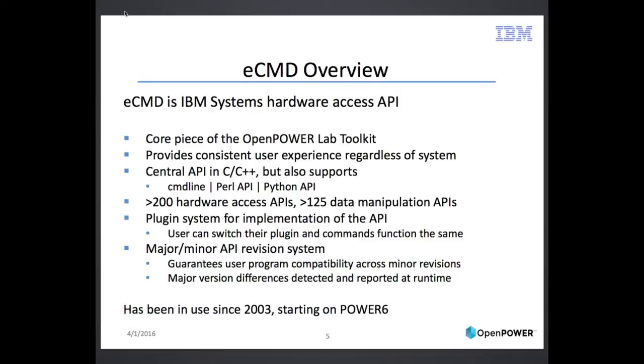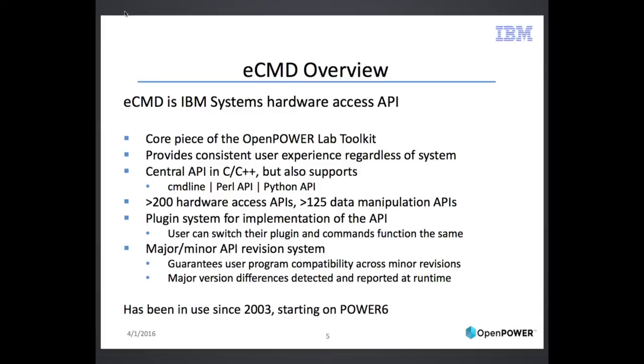It has, like I said, over 200 APIs, from simple scan and SCOM to I2C access, GPIO access, and even architected register state in the processor. And there's a core data object that most of the APIs use, and that has a ton of different data manipulation APIs on it. If you want to print your data as binary strings or left-aligned strings, it provides all that functionality for you.